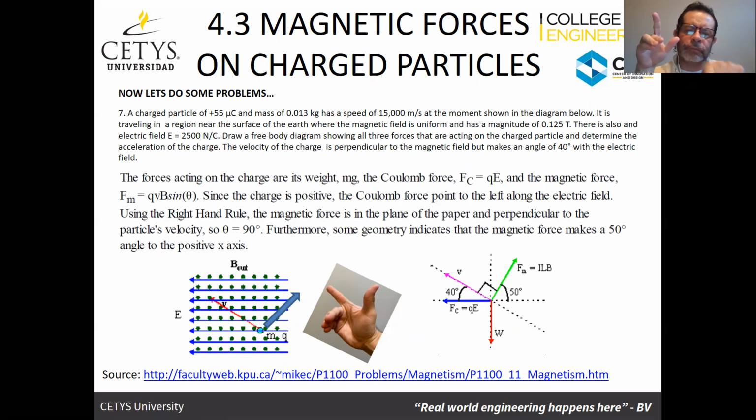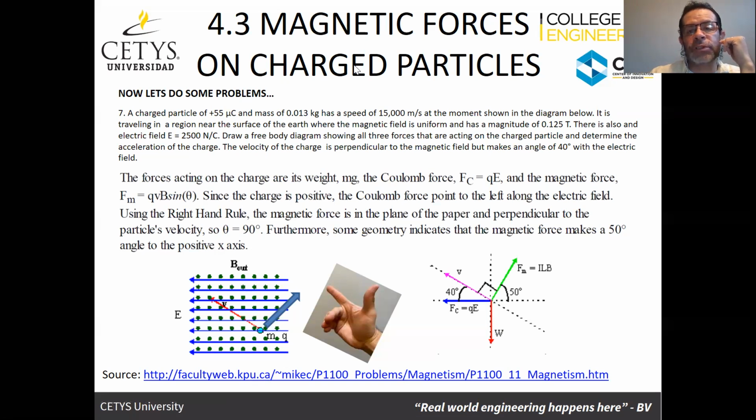The magnetic field has little dots on it. That means that it's going towards you. The V, or the red line, is going to be the vector of velocity of the charge. And so the thumb is going to indicate the direction of the magnetic force.